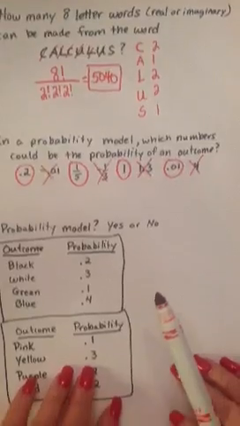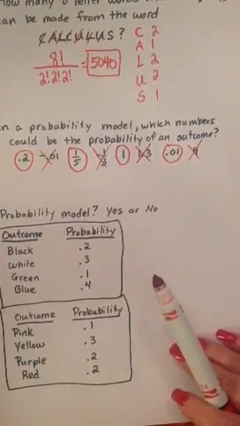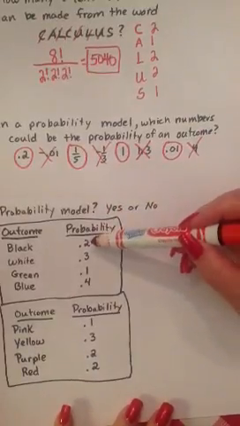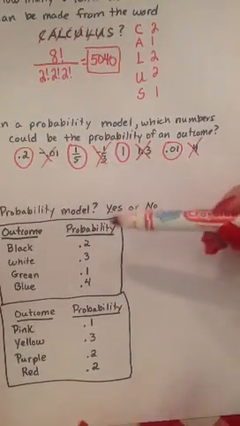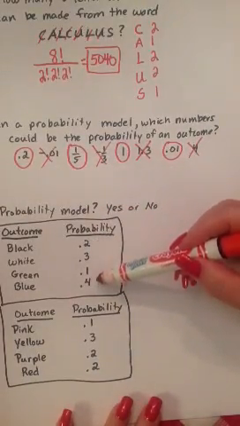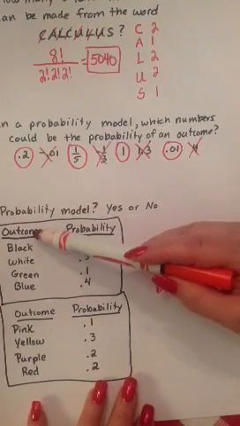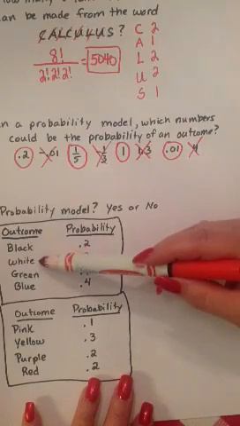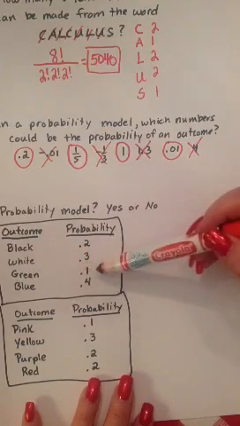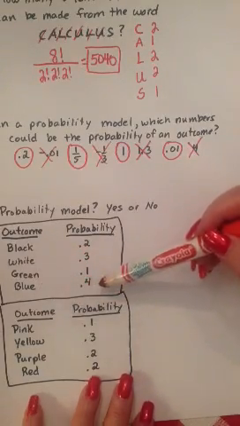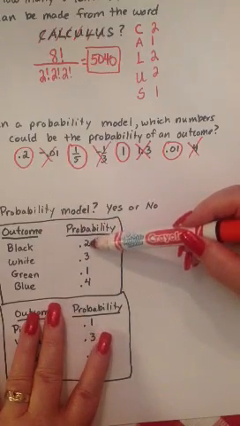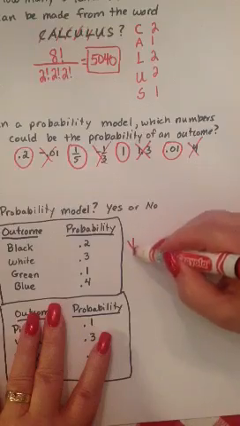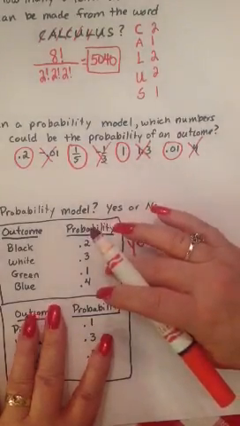All right, next little group of questions says, is this a probability model? Do these represent probability models, yes or no? The rule is the probabilities have to be acceptable and they need to add up to be 1. So the probability of black is 0.2, probability of white is 0.3, probability of green 0.1, probability of blue 0.4. If you add those up, they all add up to be 1. So we would say, yes, this is a probability model.